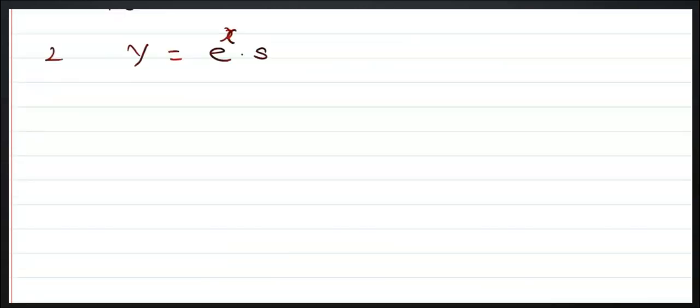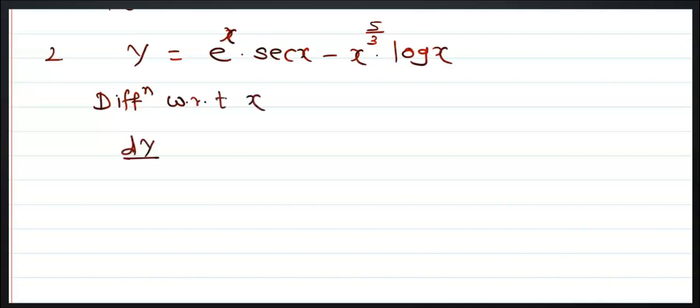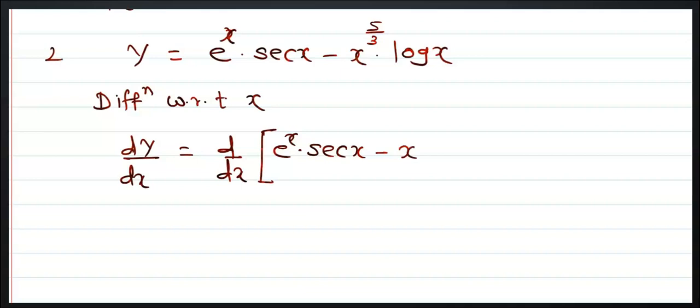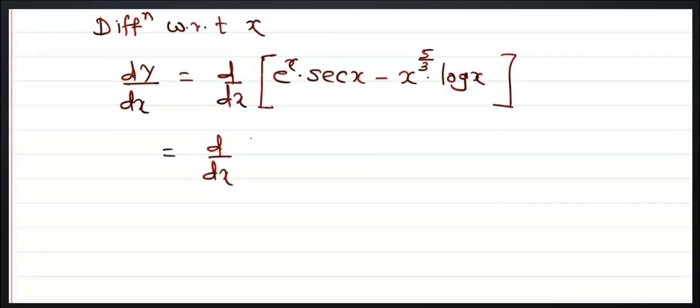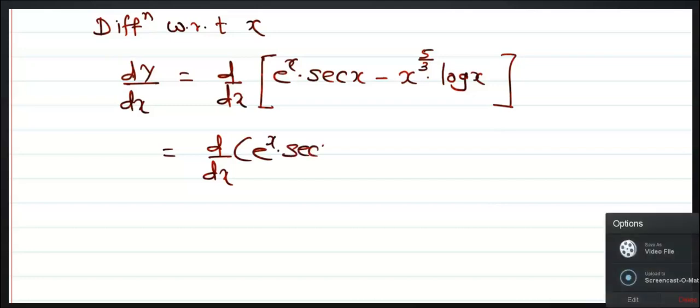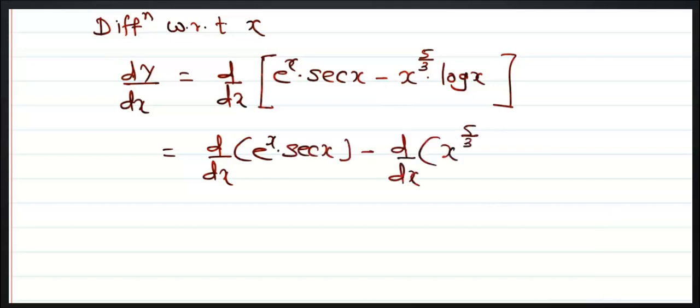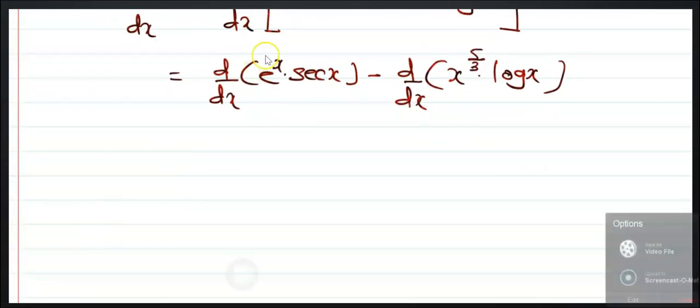Second, y is equal to e raised to x into sec x minus x raised to 5 by 3 into log of x. Now differentiate with respect to x. E raised to x into sec x याला product rule apply करणार आणि x raised to 5 by 3 into log of x याला देखील product rule apply करणार. Now see this here, e raised to x. This is important. या दोघांना product rule apply करणार.